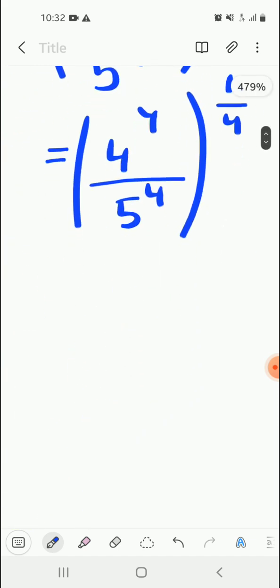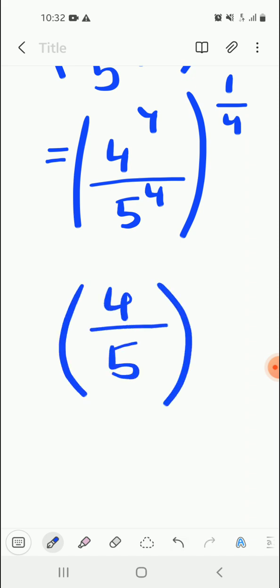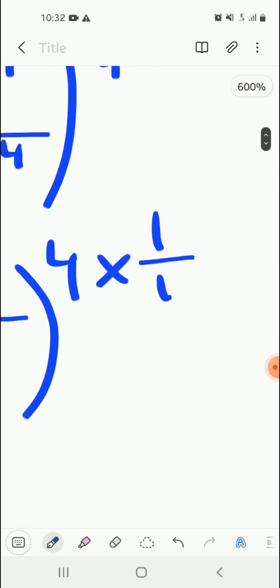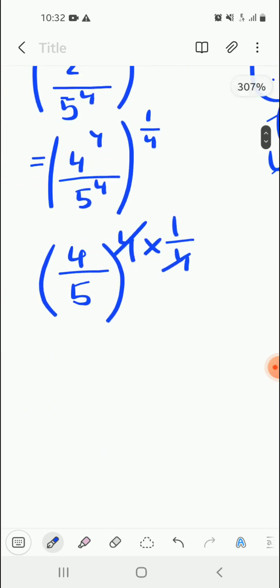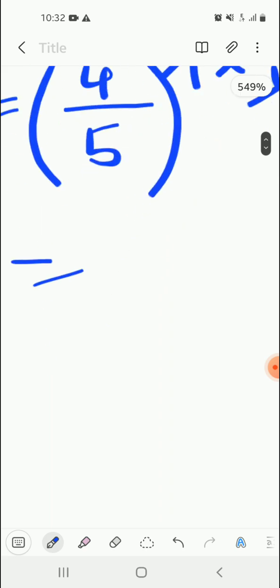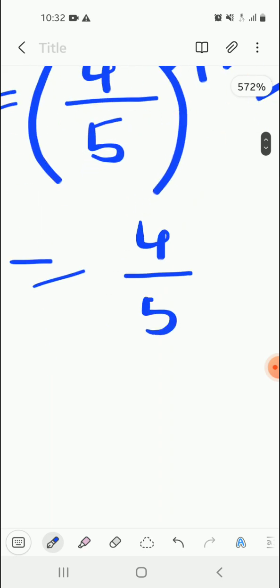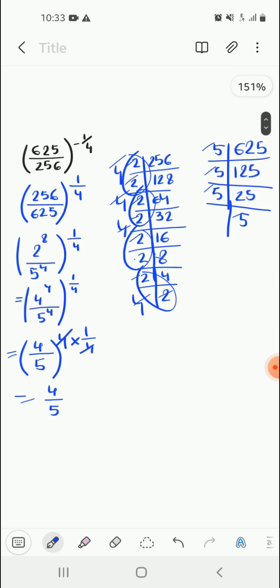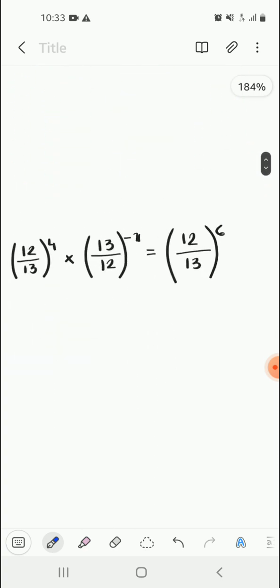Now we will bring this power outside the bracket and we will write it in this manner, that (4/5)⁴ to the power 4, and we already had 1 by 4 here. So we are going to multiply, cancel it out, and we get (4/5) to the power 1, which means 4 by 5. So this is done. Moving on to the next question, see, this is what we have got.